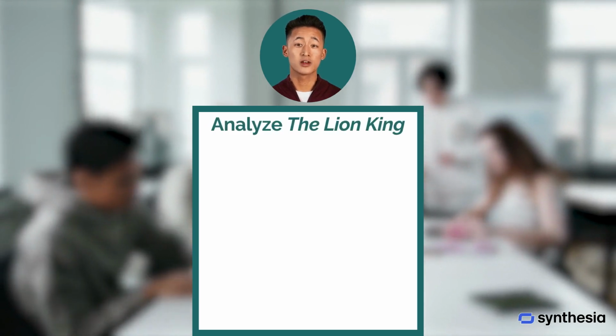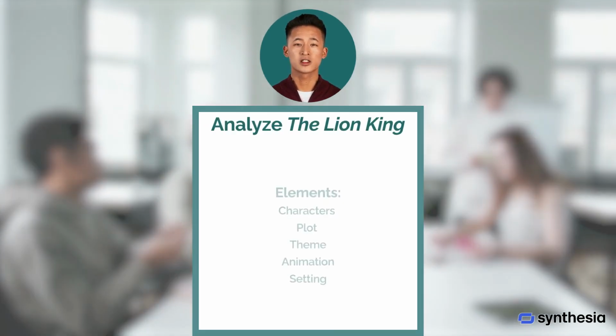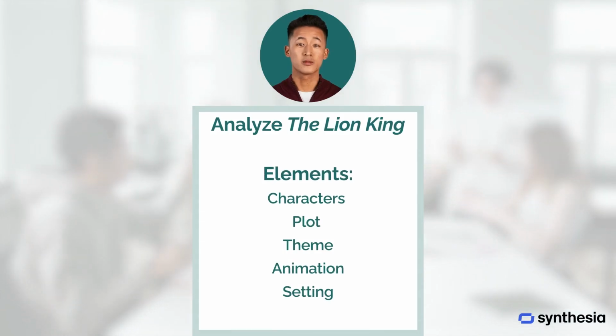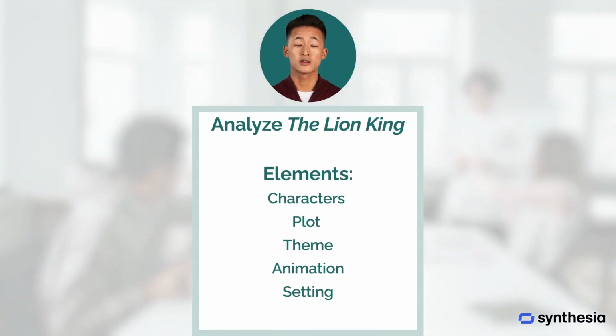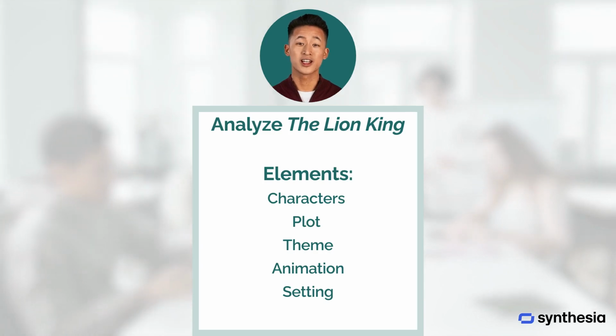Now let's analyze The Lion King. Instead of just one big thing, we can look at the whole movie as being made of pieces. Elements like the characters, plot, theme, animation, or setting are parts of the movie that can be analyzed and critiqued, often giving the watcher a more nuanced, in-depth understanding of the story.